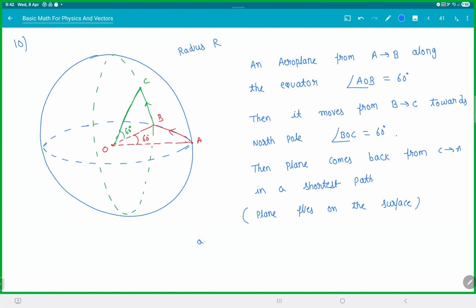So first question, find the length A to C. Find the distance between A and C, the length of the line AC. Find the angle COA, and find the total distance traveled by the plane.